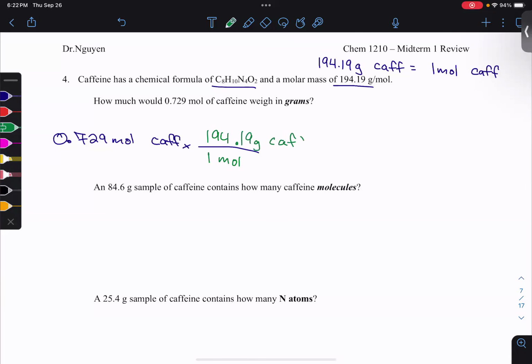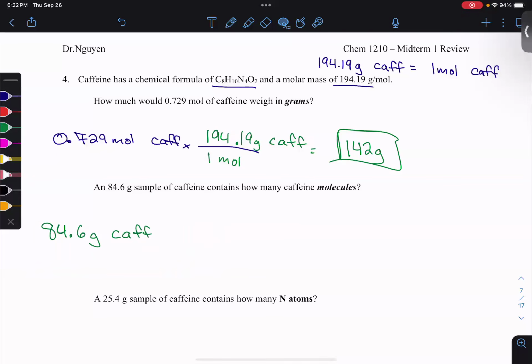So this allows us to convert 2 grams of caffeine. So that has an answer. It's like 142 grams of caffeine is there, right? Okay, so let's work the other way. What if we start with an 84.6 gram sample of caffeine? How many molecules are there?